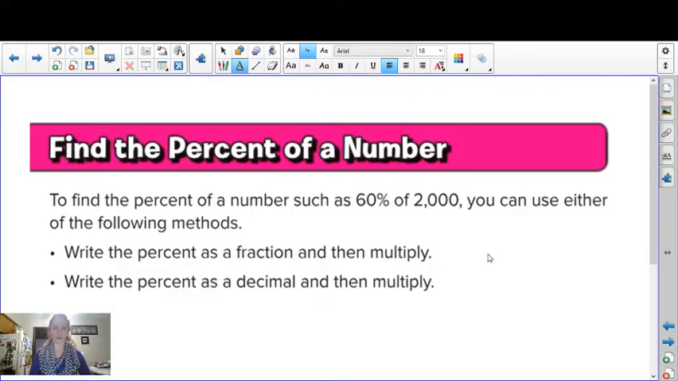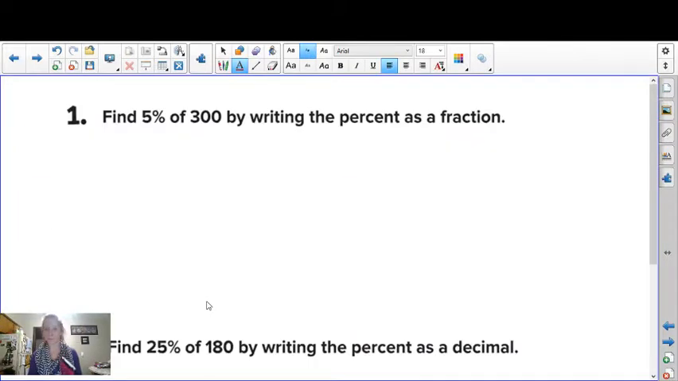Okay, first problem. We can either do the following things if we're finding the percent of a number. We can either write the percent as a fraction and then multiply, or write the percent as a decimal and multiply. So you're going to want a handy dandy calculator. Number 1, find 5% of 300 by writing the percent as a fraction.